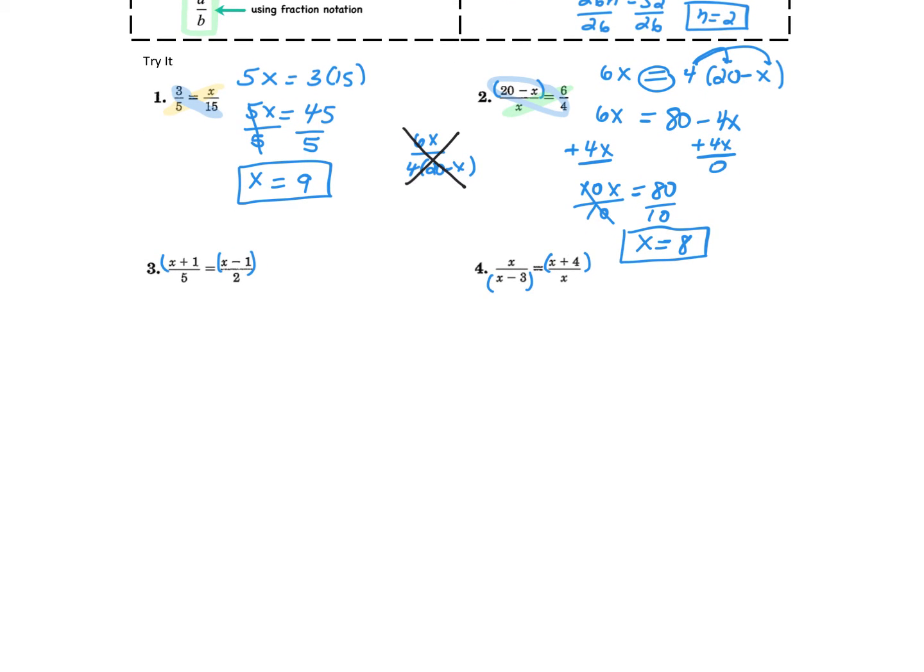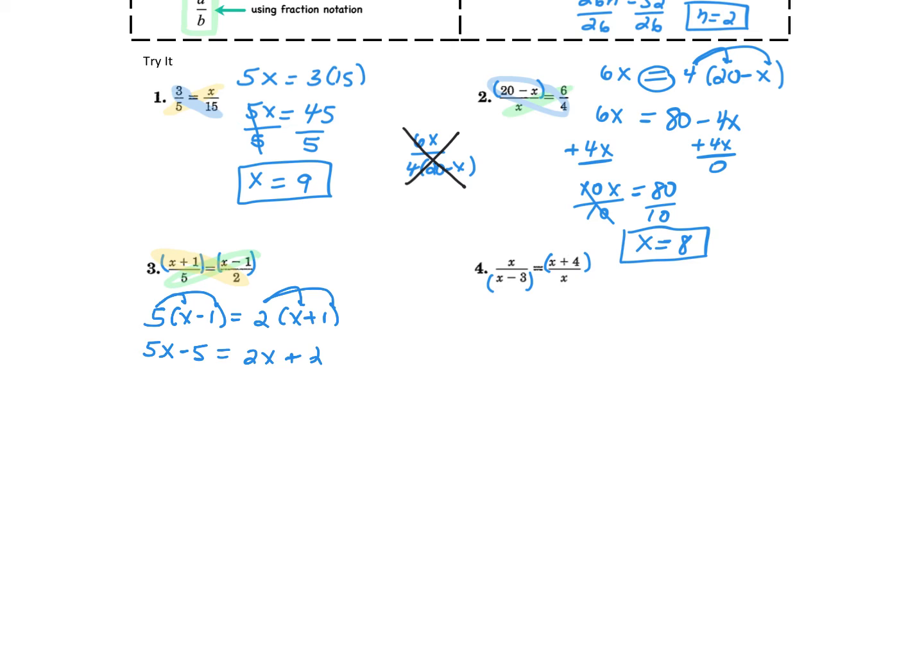All right, so let's check out number 3. So we're going to cross multiply. We'll take 5 times x minus 1, and we'll set it equal to what we get along the other diagonal. And that will be the product of 2 times x plus 1. Okay, so 5 times x minus 1 equals 2 times x plus 1. Distribute the 5, and we get 5x minus 5. Distribute the 2, and we get 2x plus 2.